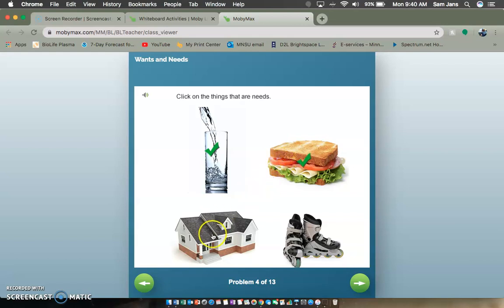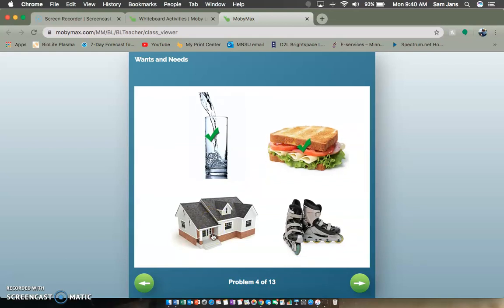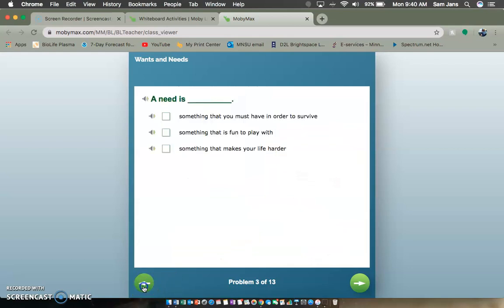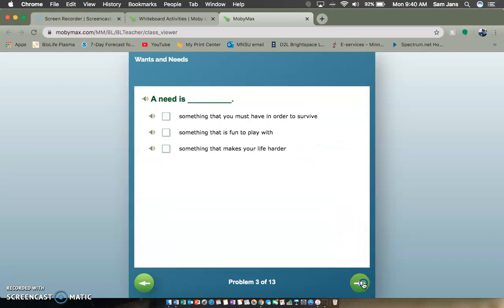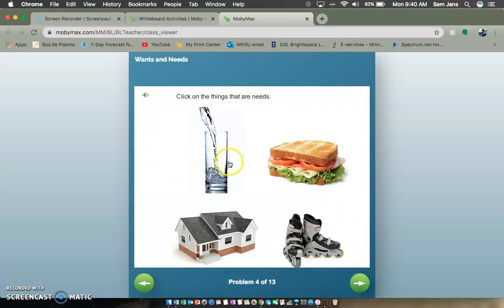Yep. Look at this. We see a house here. Shelter. I think I remember shelter was one of them. We can always go back here though. Yep. There we can see a house. We know that shelter is one of the four main basic needs that all humans have. So let's go back here. We had water, sandwich, and then we're going to try the house. So let's test this one out.